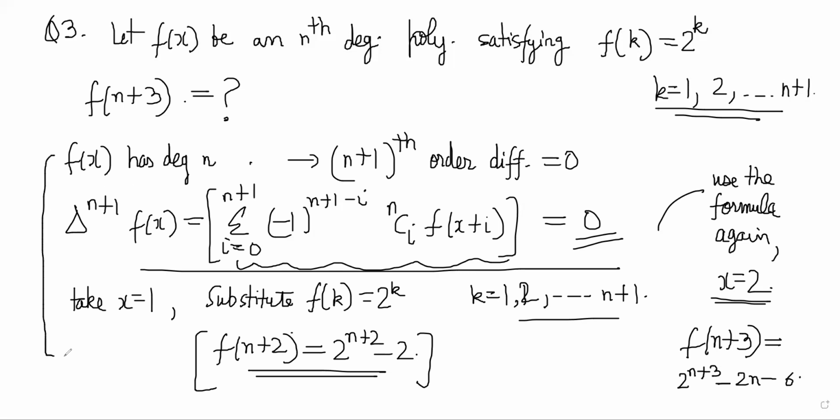So this method, I have not shown you all the steps of the calculation, but the idea is the same. We are using the n plus 1th order difference. However, there is an alternative method also, which is quite interesting and uses the concept of the integer valued polynomial that we saw earlier, right? So what is this method?